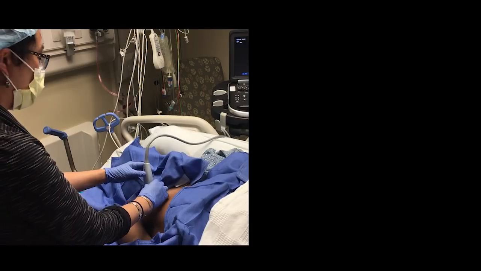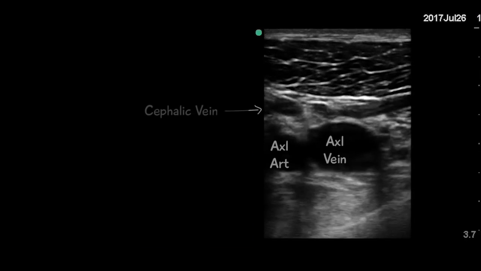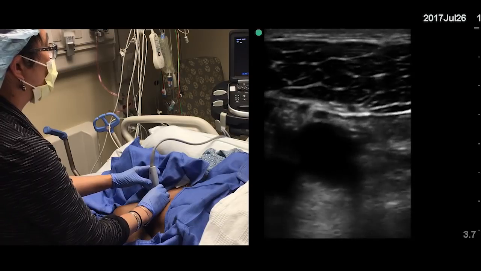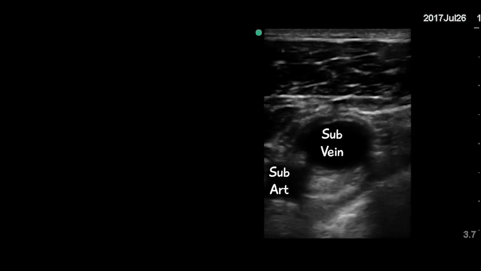As we start lateral on the chest, we once again see the axillary artery and vein. Also visualized here is the cephalic vein, which will feed into the axillary vein. As the probe slides medially, we now identify the subclavian vein and artery.